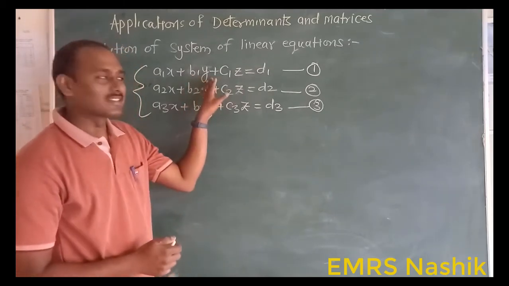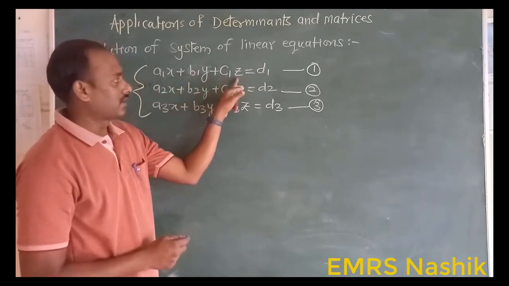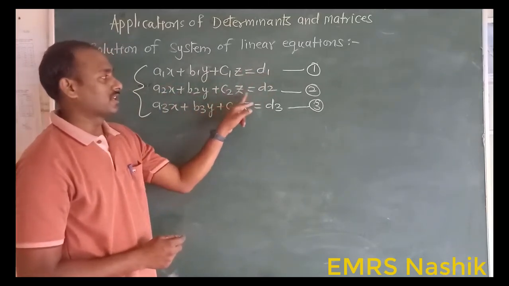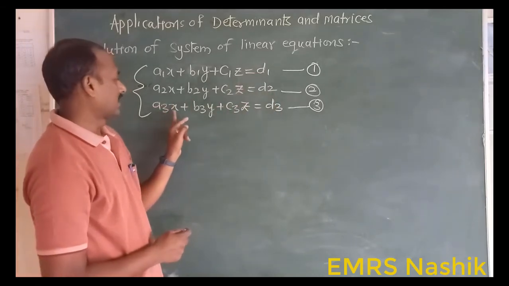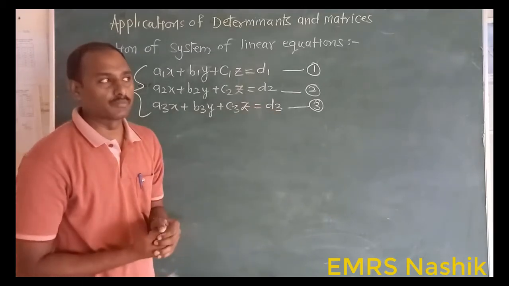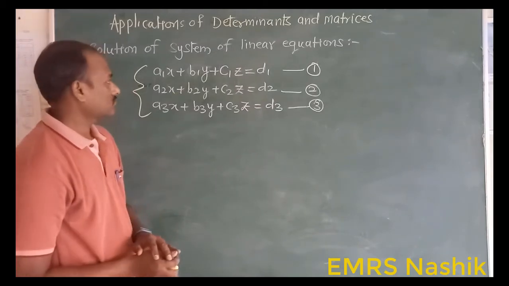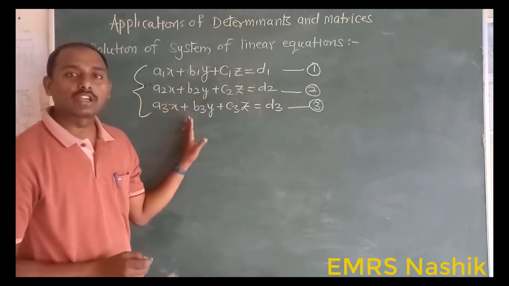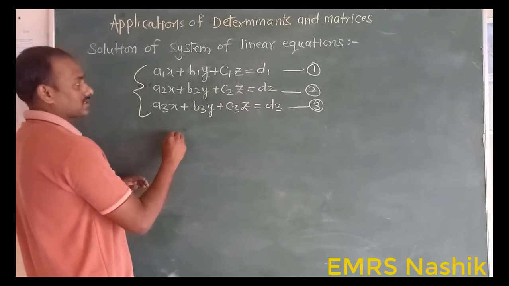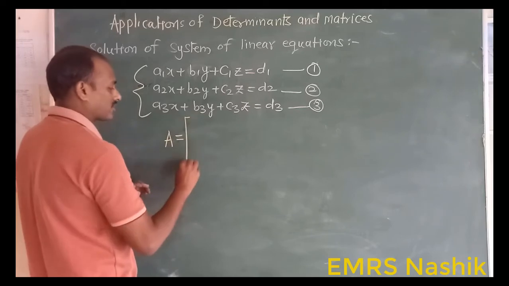So suppose we are given the system of linear equations a1x plus b1y plus c1z is equal to d1, and a2x plus b2y plus c2z is equal to d2, and a3x plus b3y plus c3z is equal to d3. So this is the system of linear equations. Now in order to find the solution, we will write this system of linear equations in the matrix form. First we will write this as a coefficient matrix.